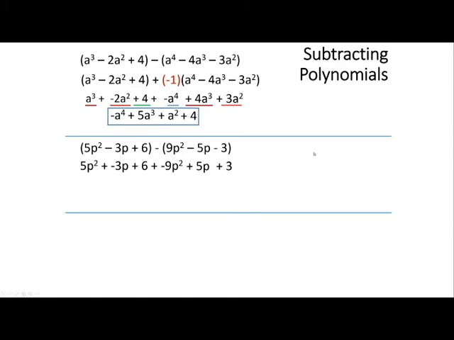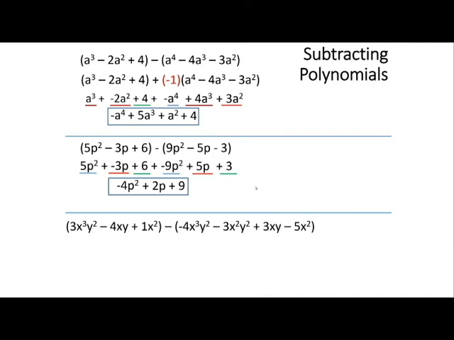Just like before, I'm looking for things that are in common, starting with the biggest. 5p squared and negative 9p squared is negative 4. I have negative 3p and positive 5p makes 2p. And I have a 6 and a 3 making a 9. My solution is a quadratic, 1, 2, 3 terms, a trinomial, a quadratic trinomial.